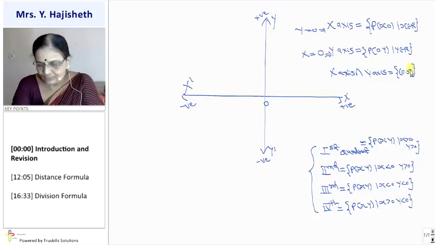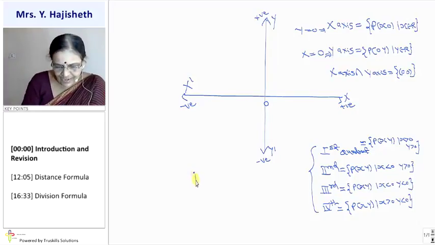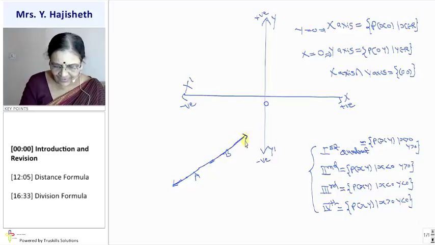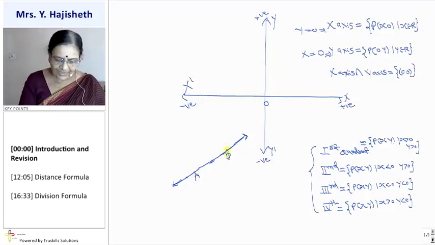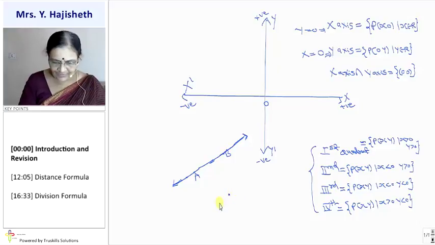Clear? Now, what is line? Two distinct points, A and B, always determine a unique line. If you want to talk about line, then minimum 2 points I require to determine line. Because any two distinct points always determine a unique line. If 1 point is given, then we can draw as many lines as you can.